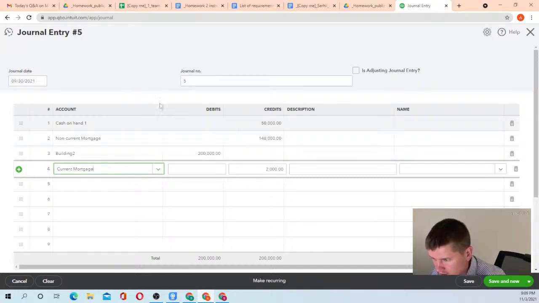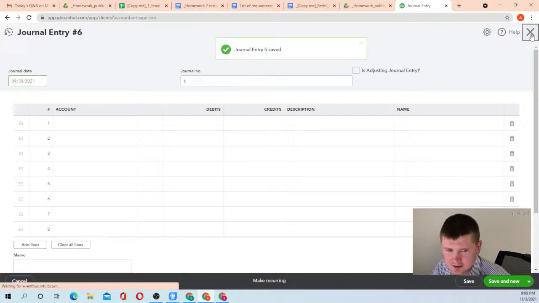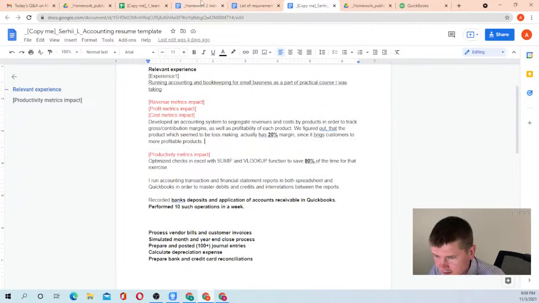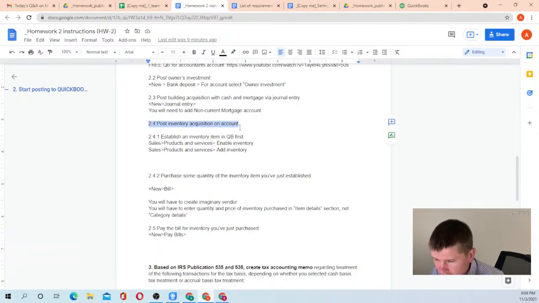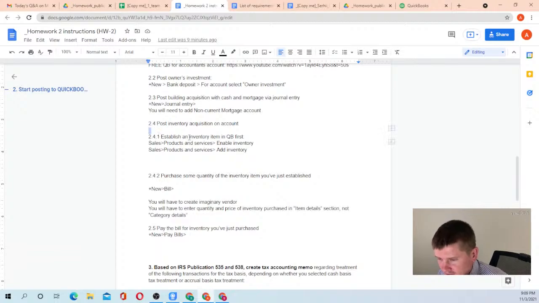Okay, so we did that part, and we save and go to the next entry. That might not be the cash entry, the next one. Let's see what we have in the homework. Post inventory acquisition on account. Inventory acquisition on account. That means that we use a trade payable account. But first we need to establish an inventory item in QuickBooks.